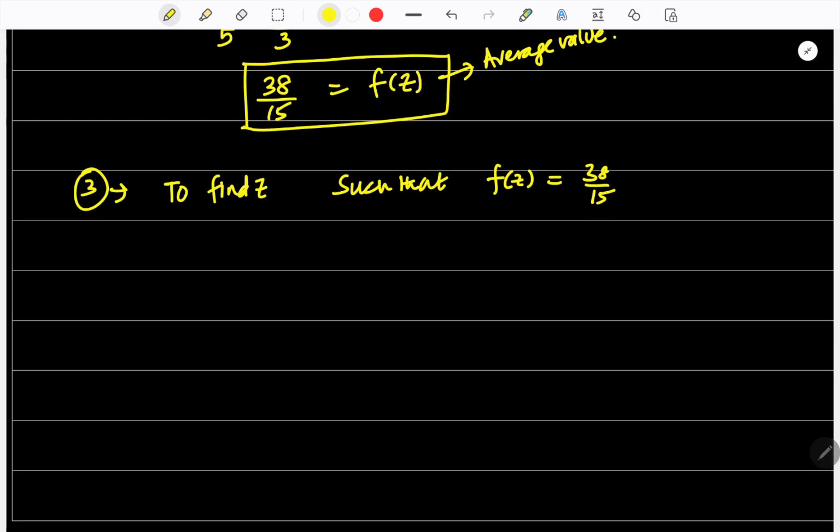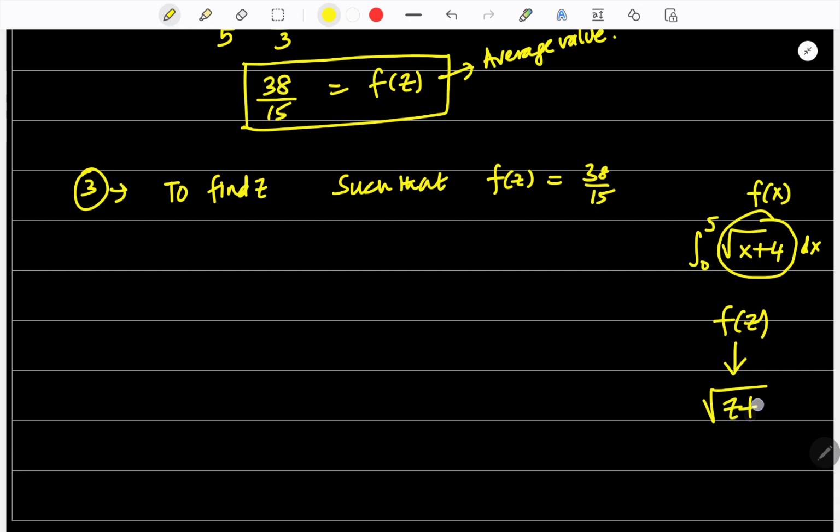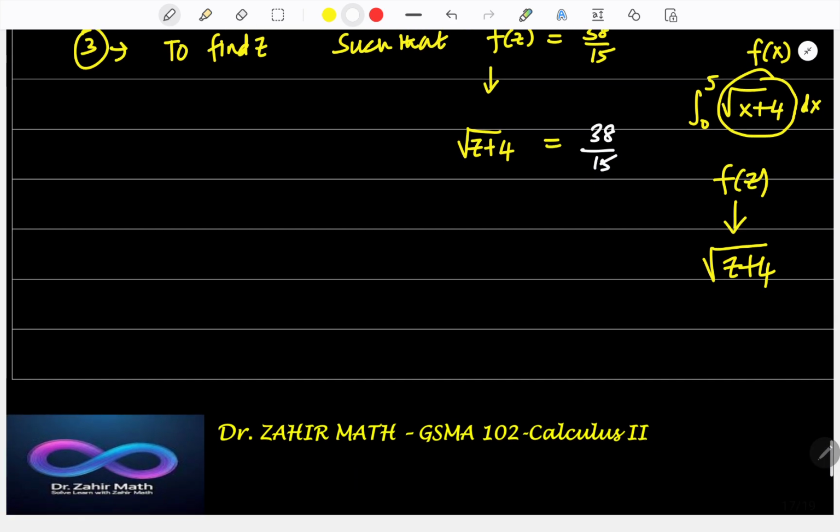So what is your question? Your question is the integral from 0 to 5 of the square root of x plus 4 dx. So this is your f of x. So what is your f of z? Your f of z is the same thing written in terms of z. So f of z will be the square root of z plus 4 is equal to 38 divided by 15. It's a little bit difficult to simplify, but never mind.